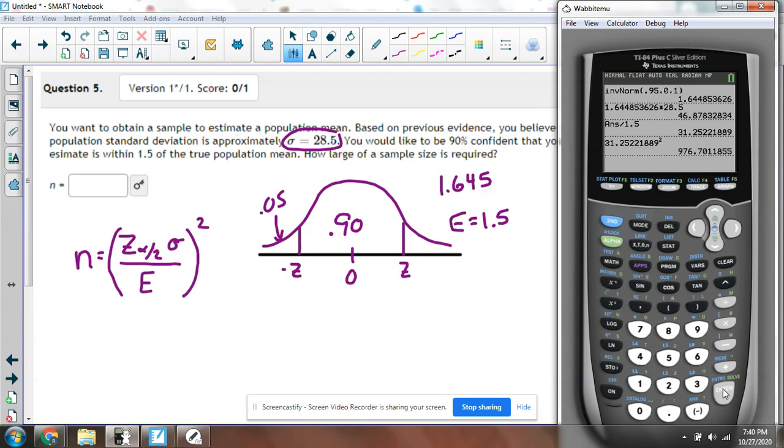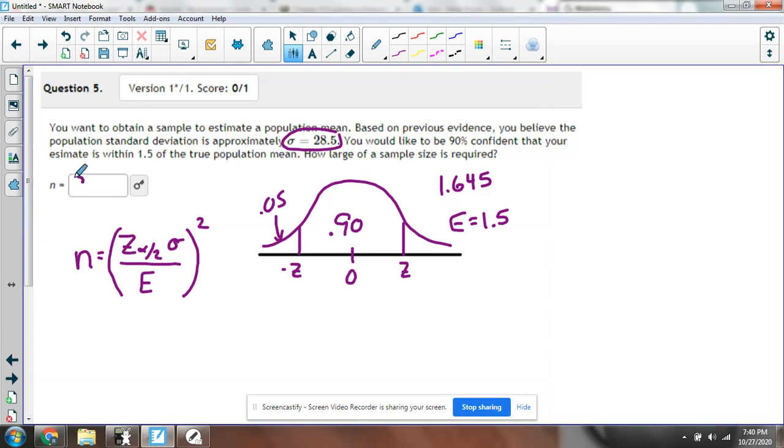I get 976.7. Even if this was 976.4, you always want to make sure your sample is large enough. So if you round down, it might not be large enough. So no matter what decimal you get, as long as you get a decimal, any decimal, round up. So this is going to be 977. Okay.